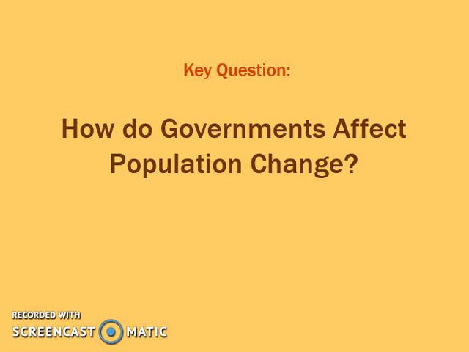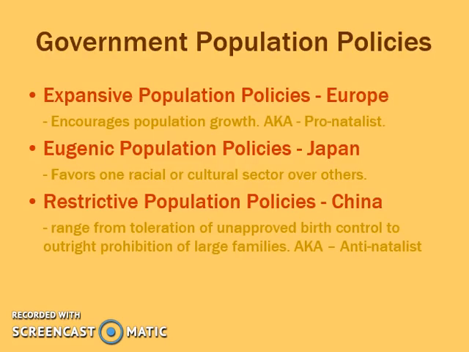So governments are trying to do some things to affect population. And this doesn't have to be just the aging populations of Japan and in European countries. It can also be countries like China and India, where they're trying to restrict the population or bring it down. So our 3 types of population policies are expansive, eugenic, and restrictive. Expansive and restrictive are the ones you're going to find the most readily available or most obvious. So again, these try and encourage population growth, or pro-natalist.